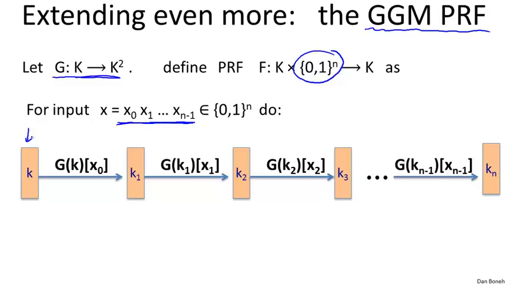Essentially, we start from the original key, and then we apply the generator, and we take either the left or the right side, depending on the bit x0. And then we arrive at the next key, k1. And then we apply the generator again, and we take the left or the right side, depending on x1, and we arrive at the next key. And then we do this again and again, until finally we arrive at the output. So we've processed all n bits, and we arrive at the output of this function.